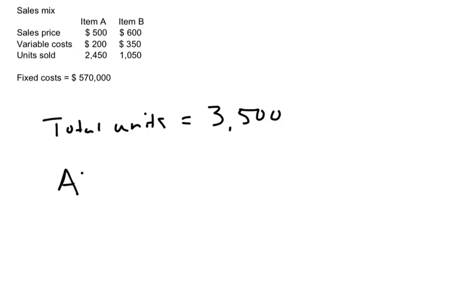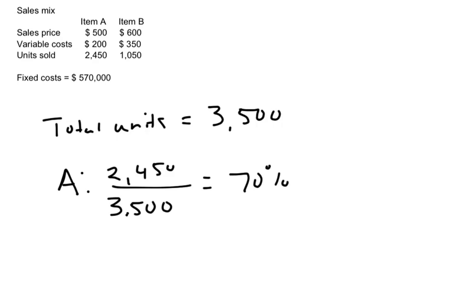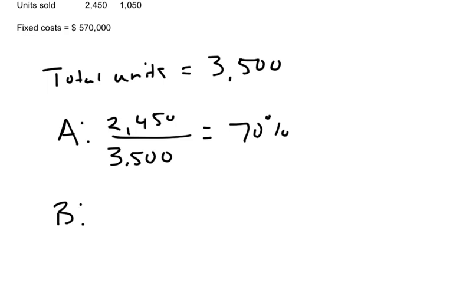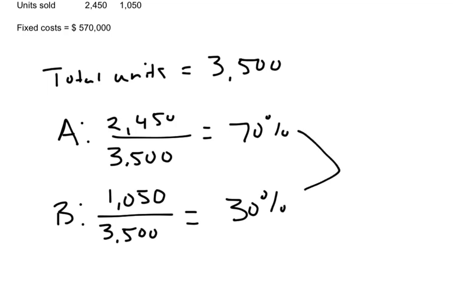So that means for item A, we have 2,450 units out of a total of 3,500 units. So as a percentage, product A accounts for 70%. We can do the same thing for product B. That was 1,050 units out of 3,500 units. And that gives me 30%. And you should see that these two would equal 100% if these are our only two products in a sales mix. And they do. So that tells me our actual sales mix percentage between the two products.